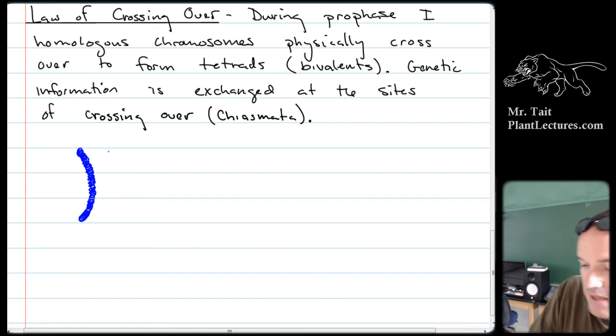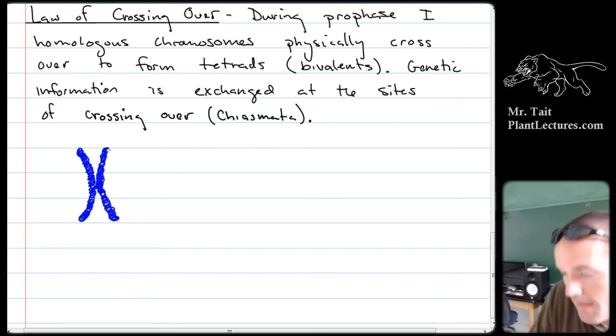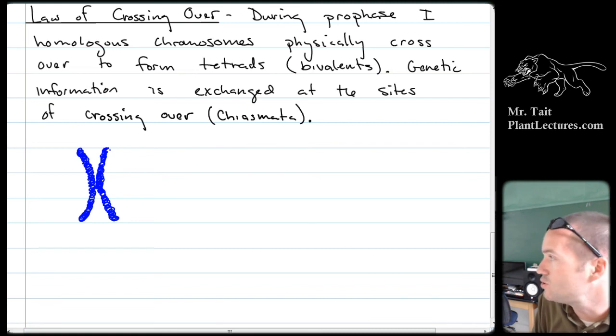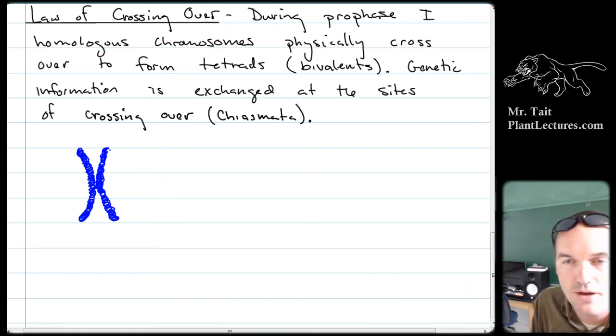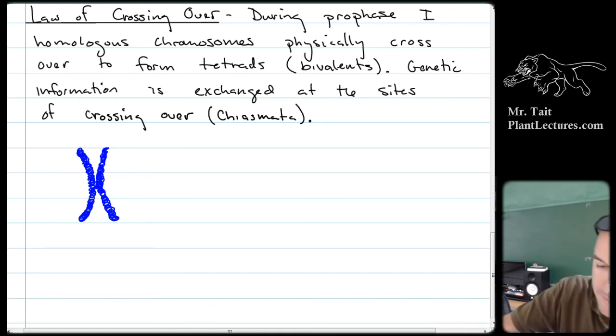After S phase, you would expect there to be another one that is identical to it, and they will be attached in the center, just called the centromere. Again, because this was created in S phase, we would expect these two sister chromatids to have identical DNA to one another, right? Okay.